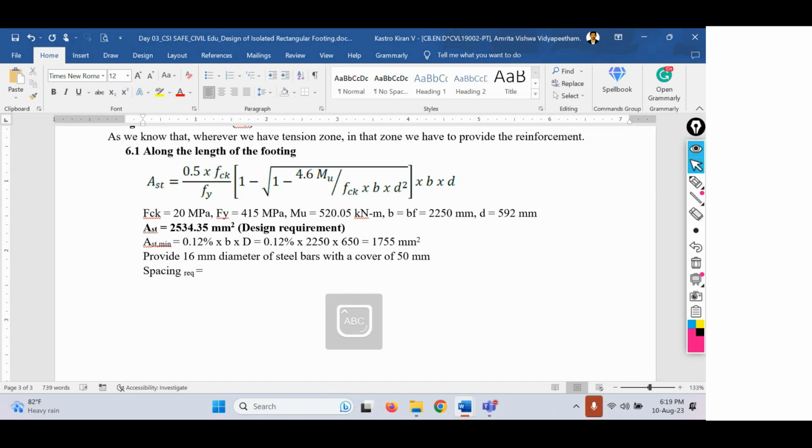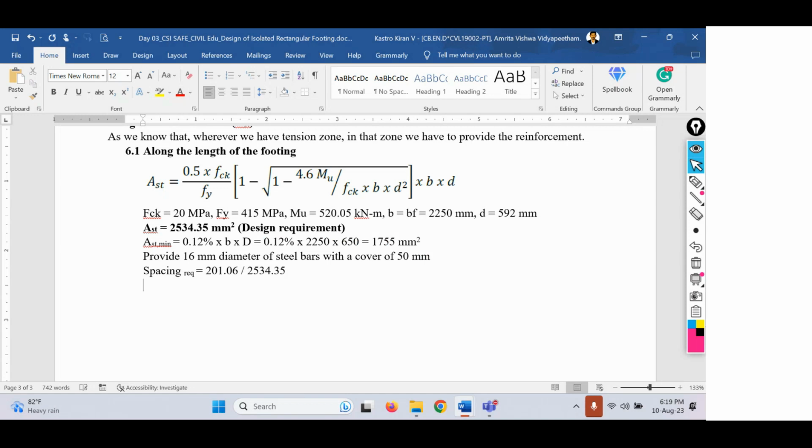So how will we find out the spacing? Pi by 4 into d square. What is d? d is the diameter of the bar, which is 16, squared. Pi by 4 into 16 square will give you 201.06, upon the area of steel which is the design requirement. What is the design requirement? 2534.35. So how has this 201.06 come?